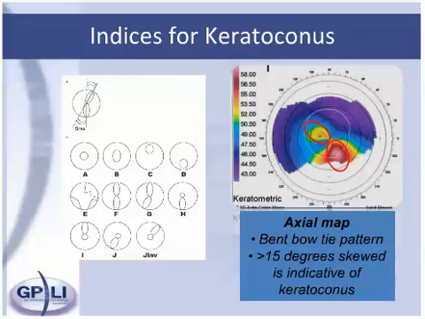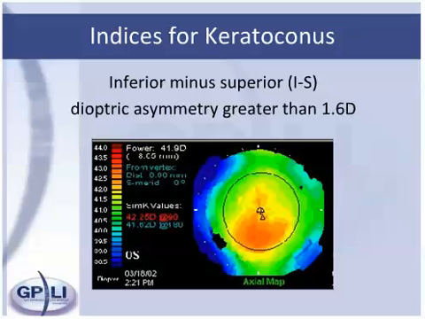When viewing the axial map, the bent bow tie pattern is the most common pattern seen. The red spot or hot spot may show up as a central curvature change, inferior or superior curvature change, or a variety of bow tie type changes. If the bent bow tie is skewed greater than 15 degrees, there is a greater likelihood that it is due to keratoconus. The inferior minus the superior dioptric values are helpful in determining if there's keratoconus.